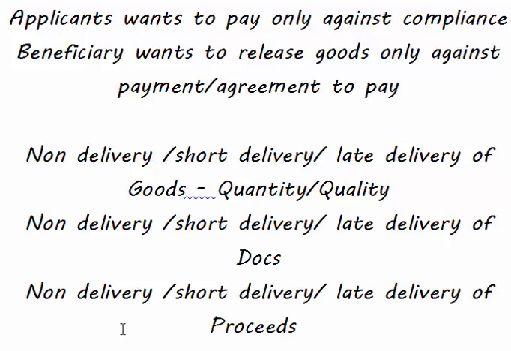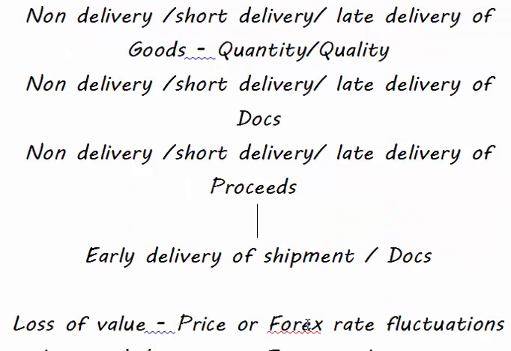So what are the risks? The risks are the applicant is afraid of non-delivery, short delivery, or late delivery of goods, and then fall in quality or fall in quantity. He is also afraid of non-delivery, short delivery, or late delivery of the documents. The documents may not come, or the goods may not come, or not satisfactory. And for the party who is supplying, he is worried about the proceeds. The proceeds may not be delivered to him, or proceeds will be given short. Only a portion will be paid, or it will be paid with a delay. So that is the worry of the supplier regarding proceeds.